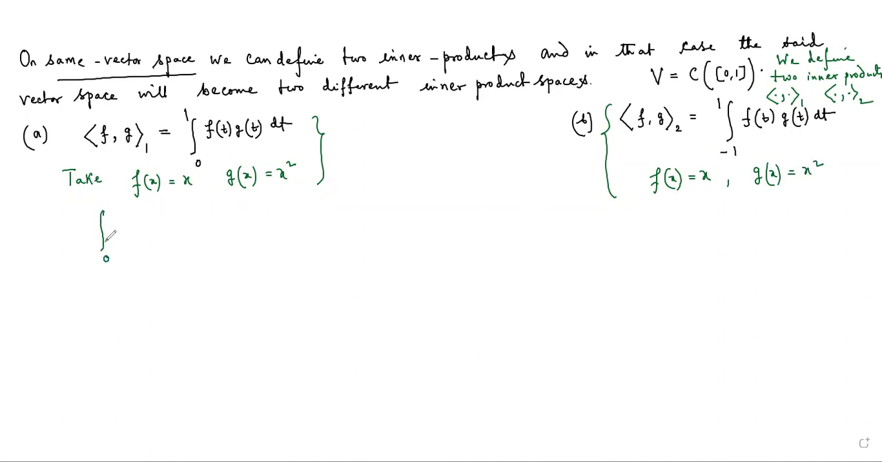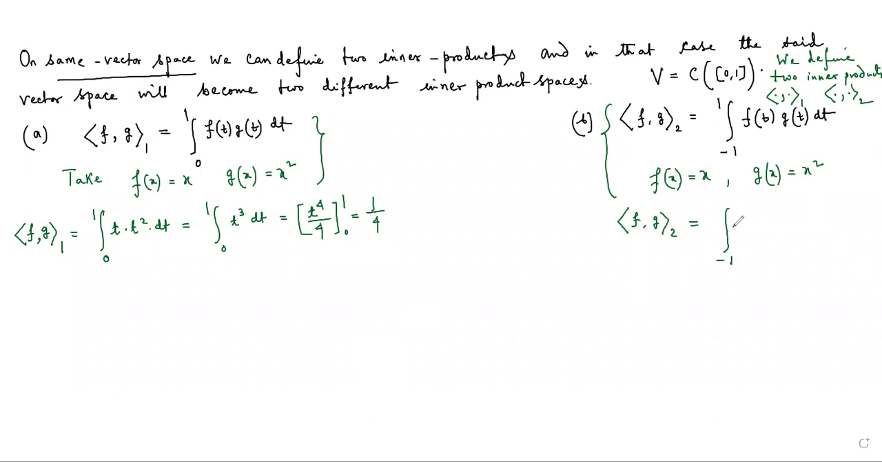Now if I try to find out the inner product between the functions under the first inner product, we will get the integral of t multiplied by t square dt, which is the integral from 0 to 1 of t cube dt, which is t to the power 4 by 4 from 0 to 1, which is 1 by 4. Okay, no problem.